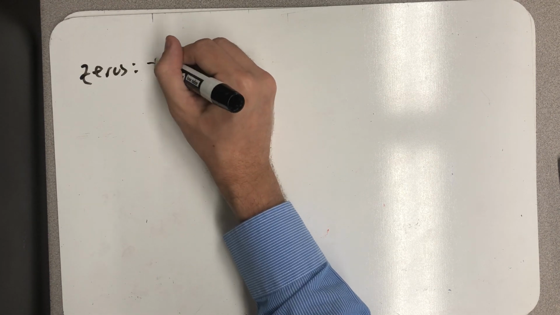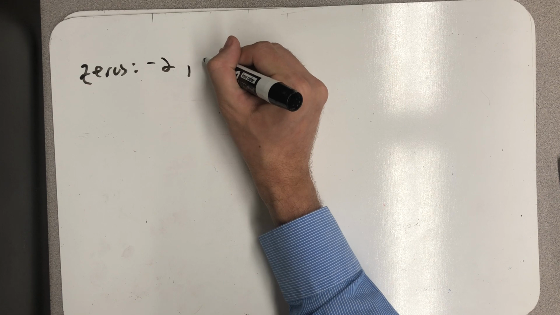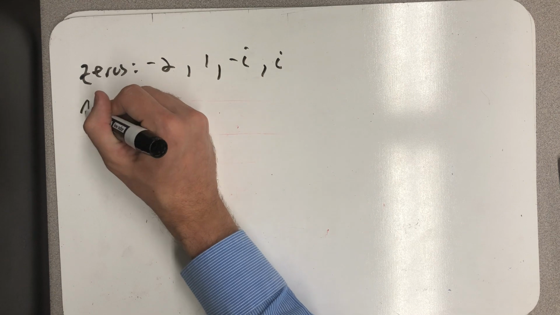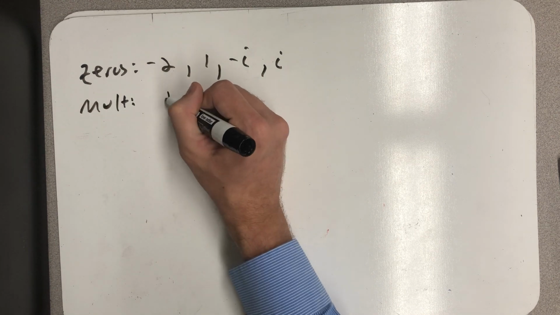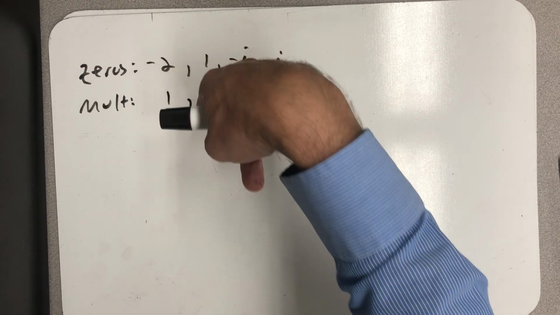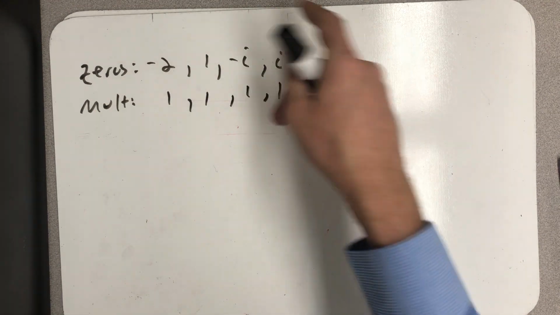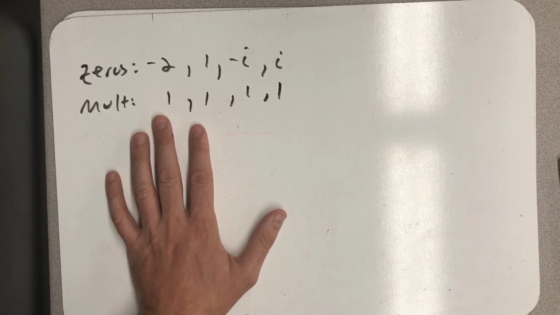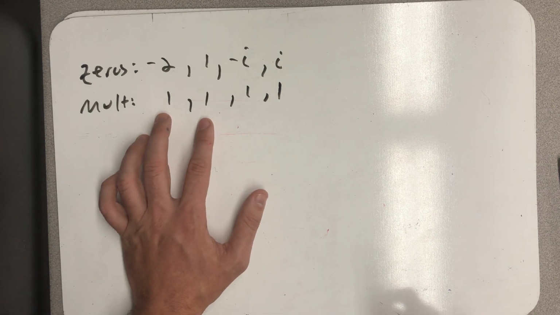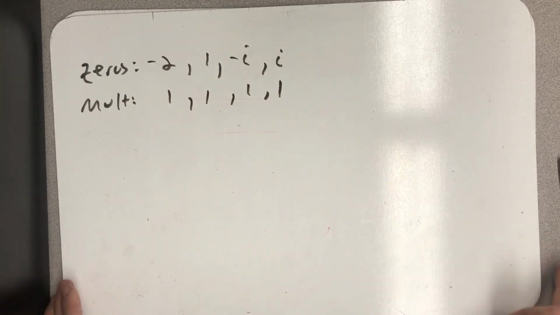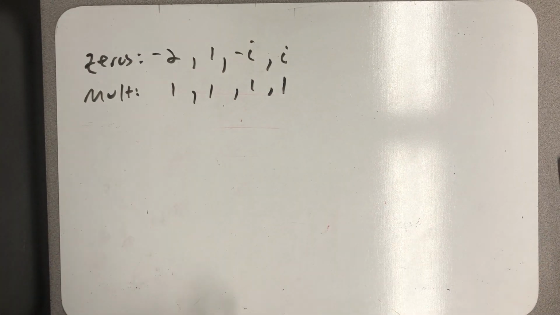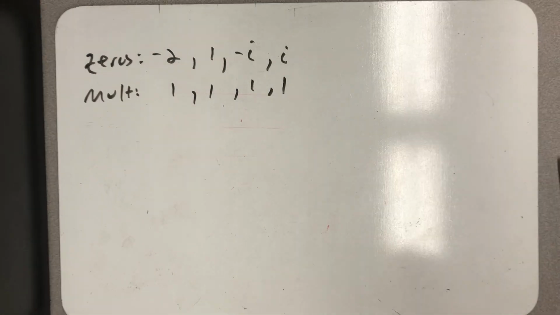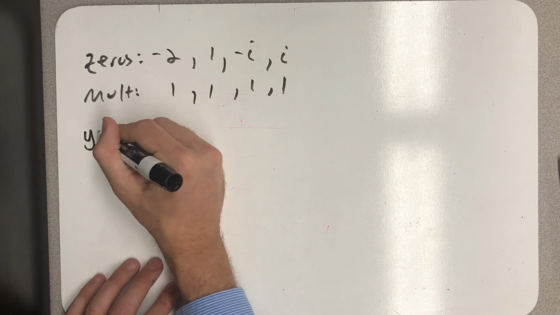And the zeros are minus 2, positive 1, minus i, and i. And the multiplicities were 1 for all of them. So here I'm imagining lining up a zero with how many times it happened, and they all had multiplicity 1. My real zeros are going to give me x-intercepts. My imaginary zeros won't contribute directly to the graph, but they will help explain why it has a bump in it.